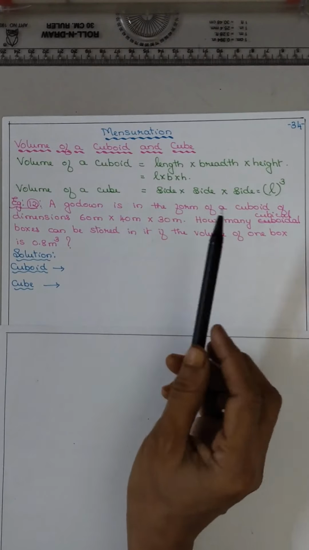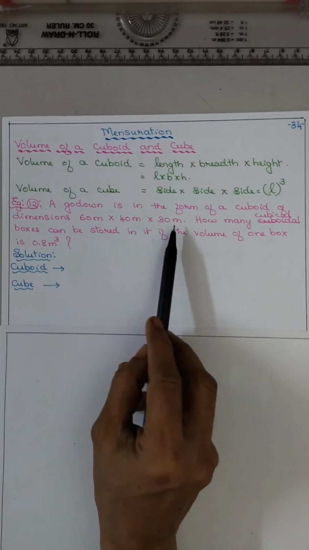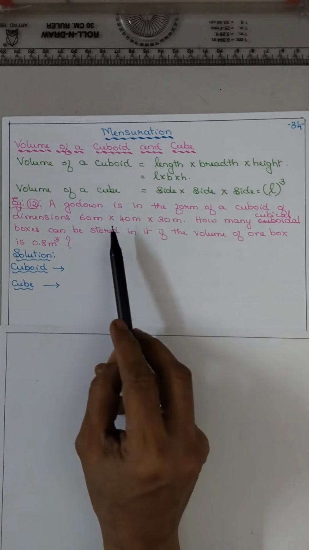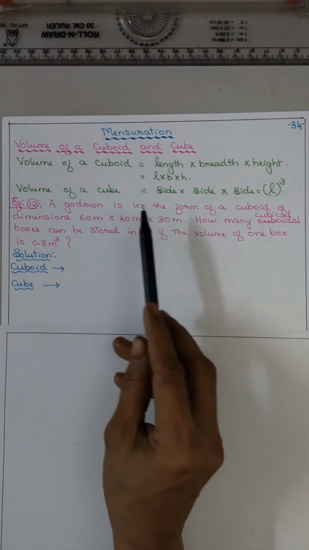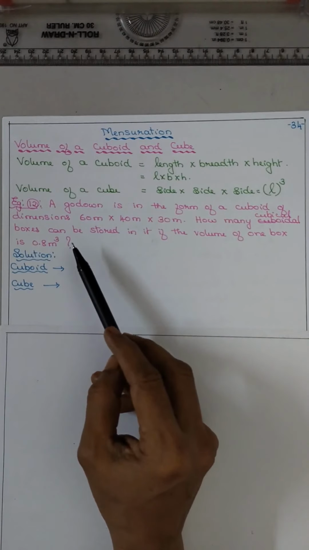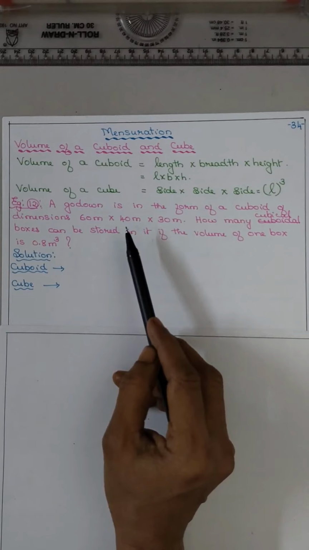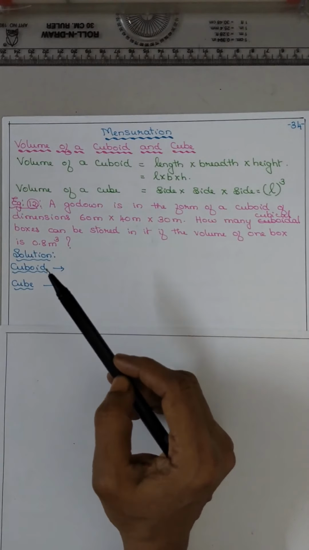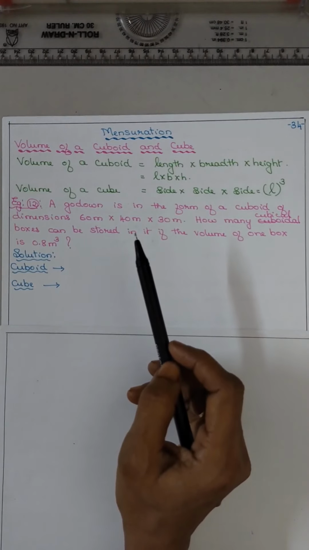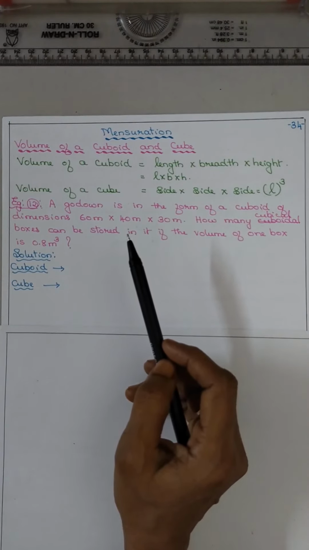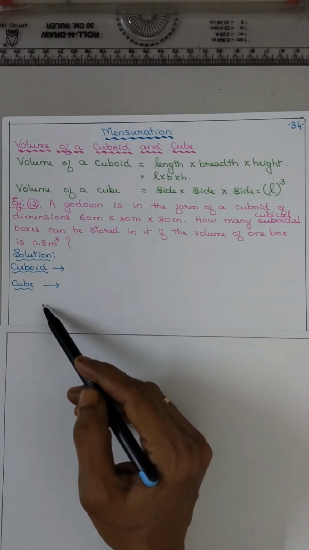The godown is in the form of a cuboid. Its dimensions, that is length, breadth, height is given. So find out the volume of the cuboidal godown and how many cubical boxes can be stored in it. So what we have to do? Volume of the cuboid divided by the volume of the cube. Number of boxes stored is equal to volume of cuboid upon the volume of cube.